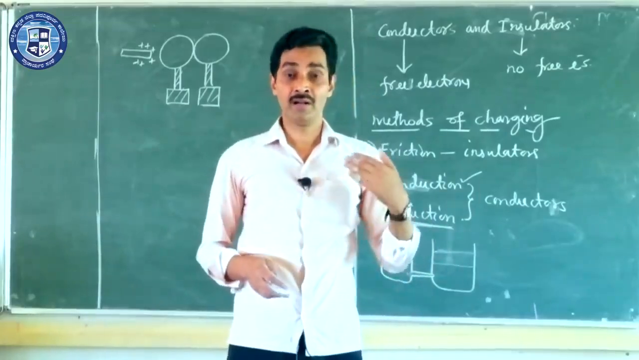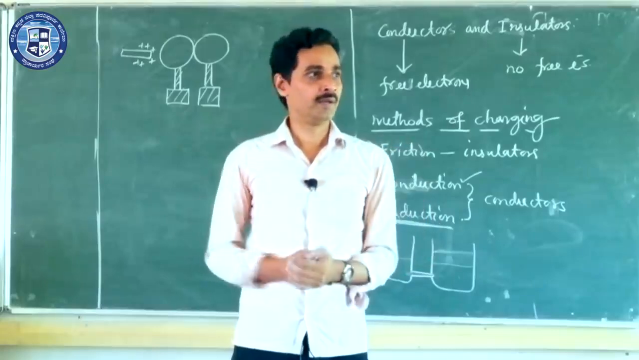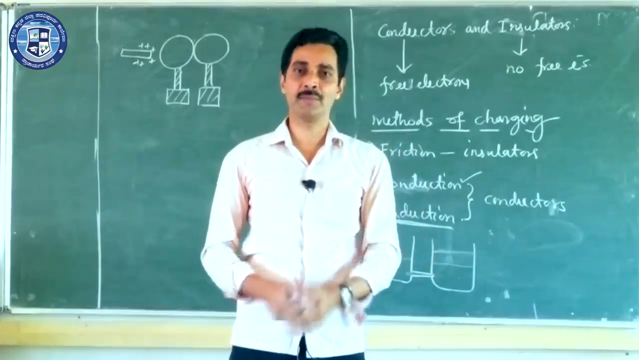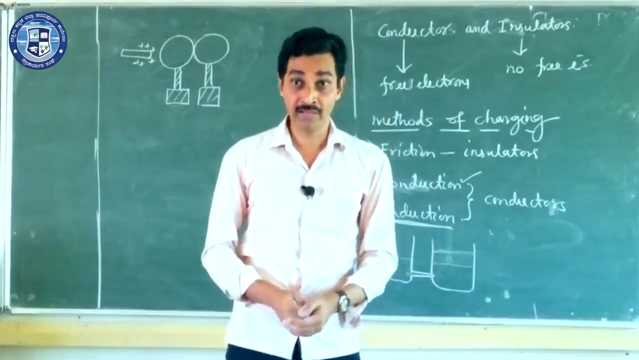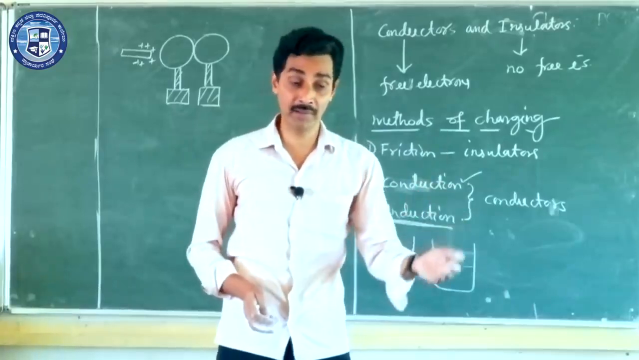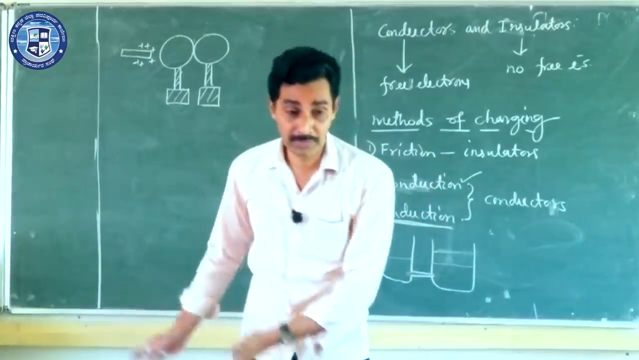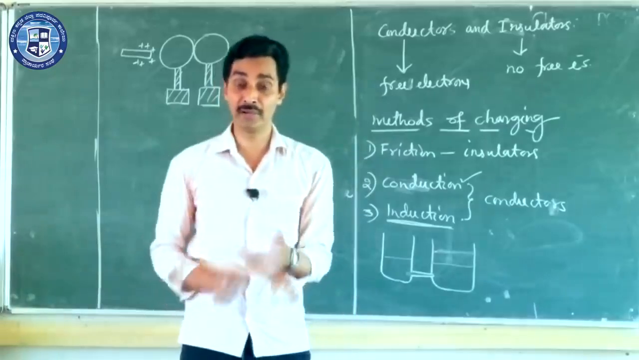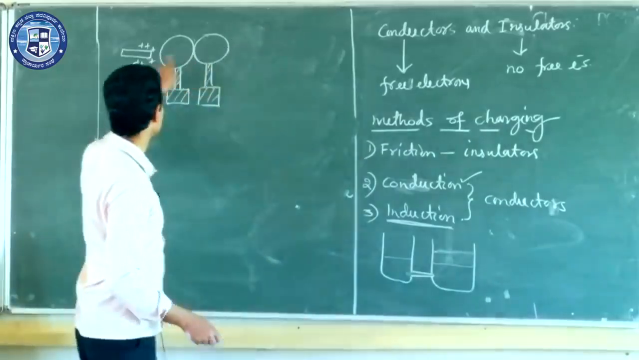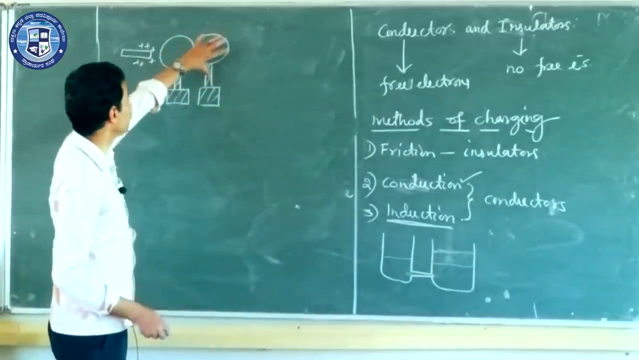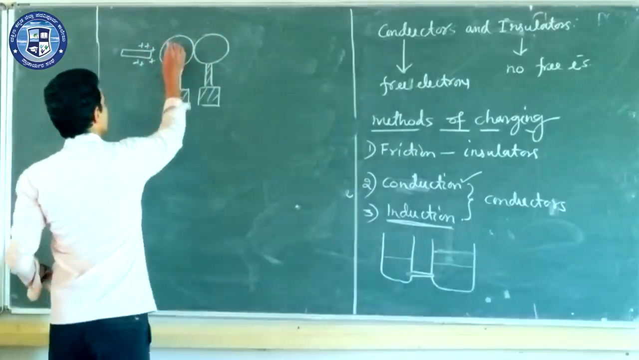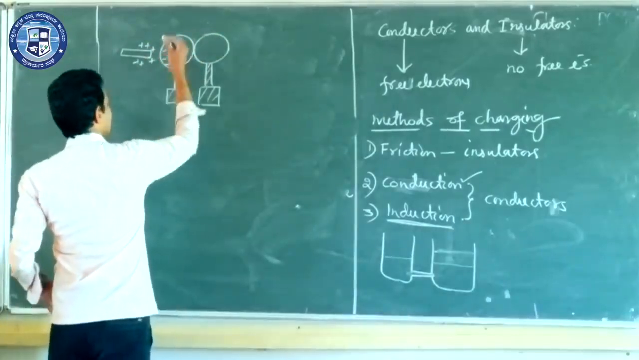Suppose a very important person comes to the college. Suppose a film hero comes to the college and they get the news that a film hero has come and he is in the principal's chamber. All the people will run to the principal's chamber to see him and get the autograph. Electrons are the friends. Some of the electrons will be attracted towards this. So this end gets negatively charged.